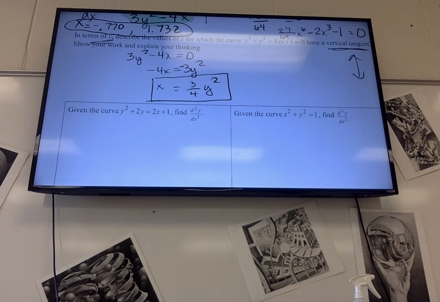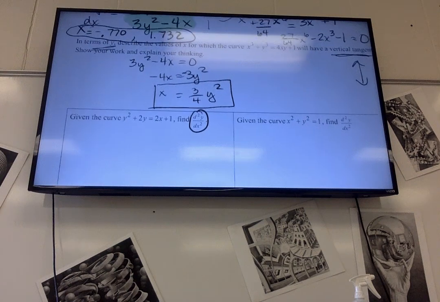So given the curve, find the second derivative. We've only done that maybe once or twice. The second derivative just means you find the derivative and then you find it again. If it was a third derivative, you'd do it again. If it's a fourth derivative, you do it again. Okay, so we start with the first derivative.